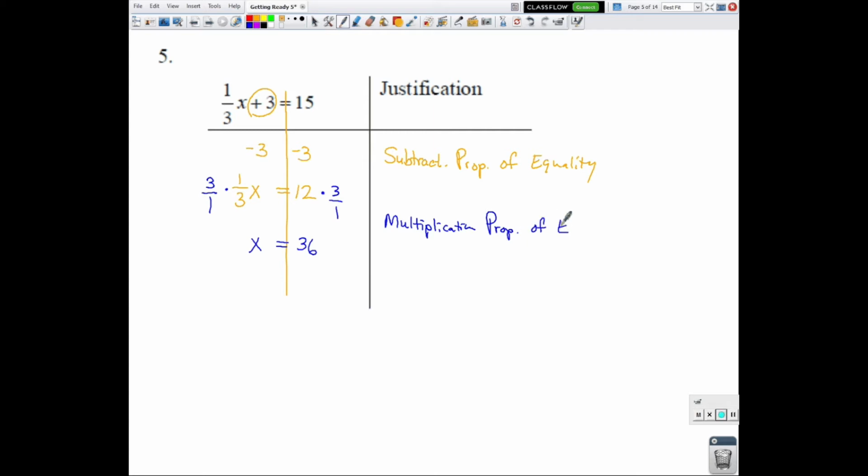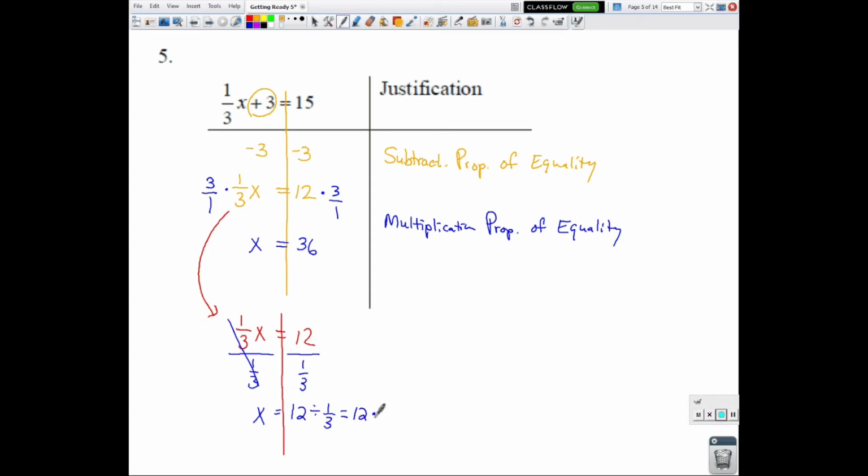However, you're also welcome to divide away the 1/3 x. So let me go down here, let me take this step, start there again. If I had 1/3 x equals 12, and rather than multiplying by the reciprocal, if I had chosen to divide by 1/3 on both sides, I would be left with x equals, now this is 12 divided by 1/3, but to divide by a fraction, we multiply by the reciprocal, which turns into 12 times 3/1, exactly what we did with the first method.